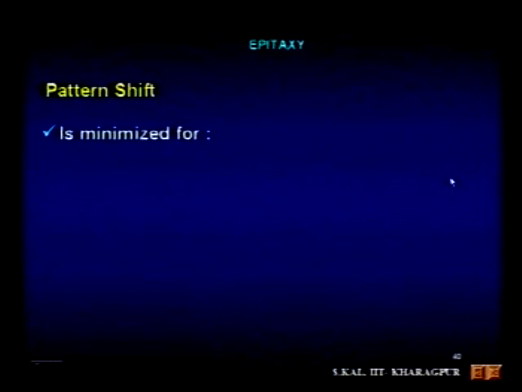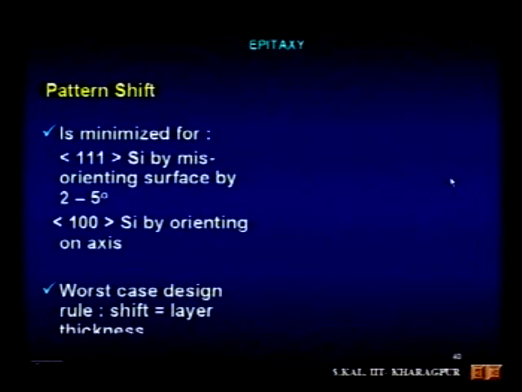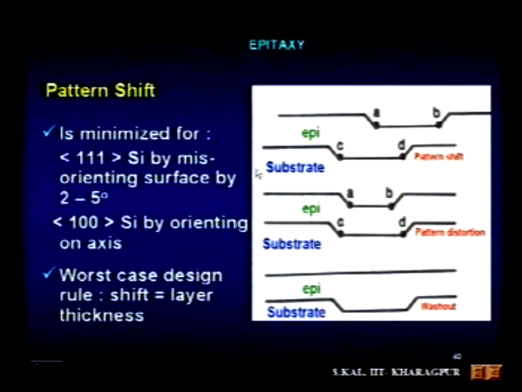Now, how can you minimize it? What are the characteristics of this pattern shift? The pattern shift is minimized for 111 silicon by misorienting the surface by 2 to 5 degrees. If you grow the epi layer on 111 silicon and misorient the substrate by 2 to 5 degrees, in that way you can minimize it. For 100 silicon, by orienting on axis. On axis orientation of 100 minimizes the pattern shift.